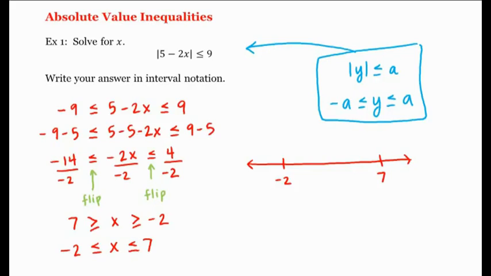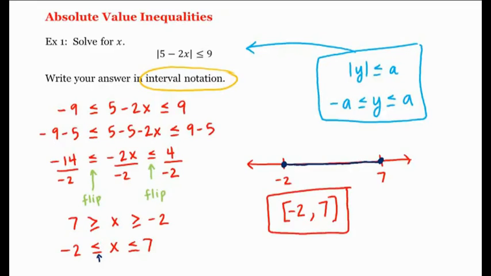X is greater than or equal to -2. So x can equal -2. And then we go to the right. However, x has to be less than or equal to 7, so we stop here. And we're asked to put our answer in interval notation. Therefore, our answer would be close bracket, because we want to include -2, up to 7. Again, close bracket, because we want to include 7.